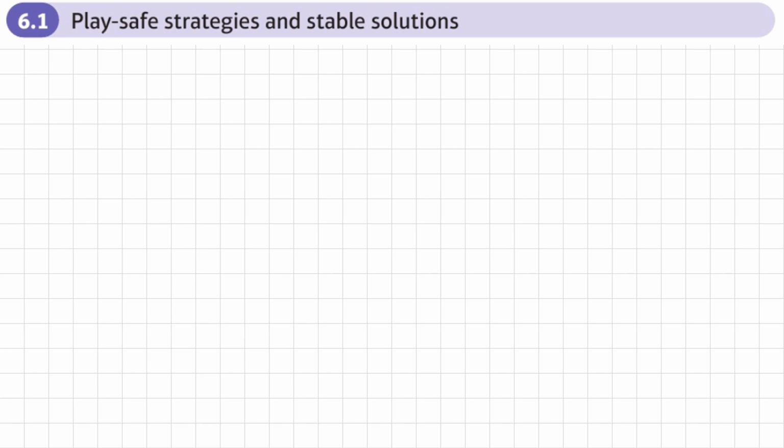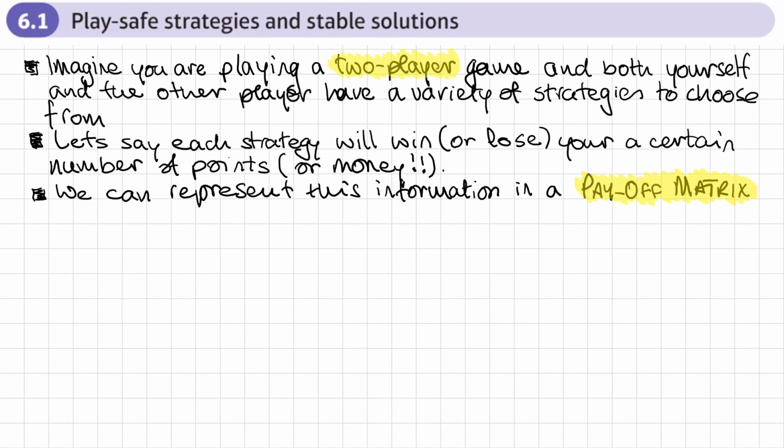This is the first section of Chapter 6 Game Theory, and in this section we're going to be looking at play safe strategies and stable solutions. So let's imagine that you're playing a two-player game, so you're playing against somebody else, and both yourself and the other player have a variety of strategies to choose from. So there are different ways in which you can play the game.